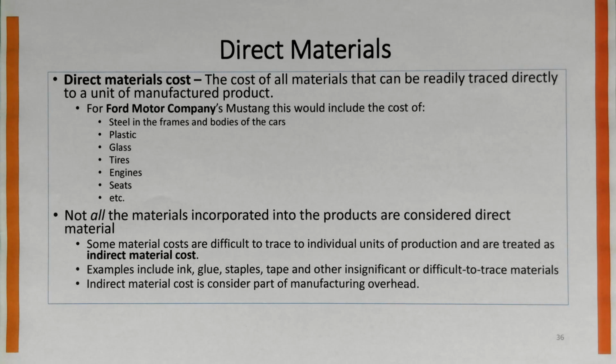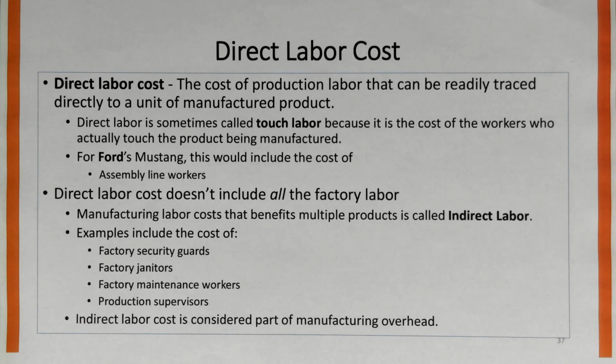Some materials are difficult to trace to individual units of production and are treated as indirect materials cost. Examples include ink, glue, staples, tape, and other insignificant or difficult to trace materials. Indirect material cost is considered part of manufacturing overhead. We'll talk more about manufacturing overhead in just a few minutes.